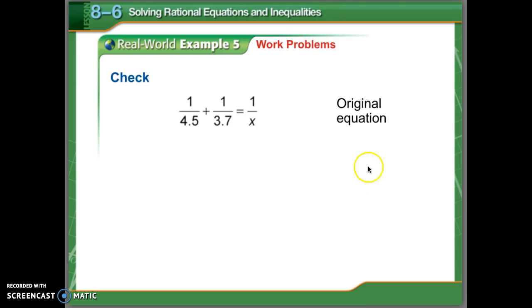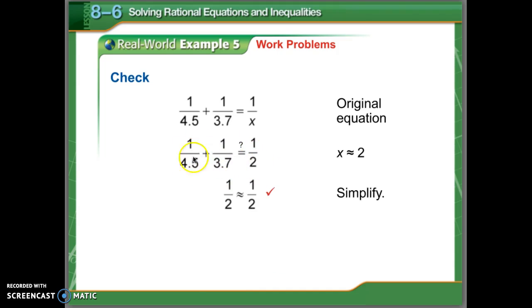We're going to check our answer by throwing the answer of about 2 in here. When you add these together, you get pretty much a half over here. So it checks out. We'll make sure that our answer of 2 hours is correct.